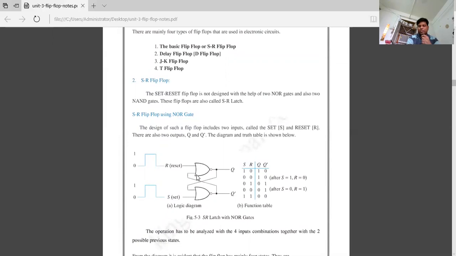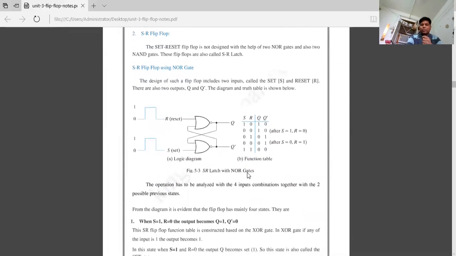In this combination of NOR gates, the output Q is the input of the set value and the Q dash output is the input of the reset value. So for the SR latch, which includes set and reset, when S is 1 and R is 0, the output becomes Q 1 and Q dash 0.